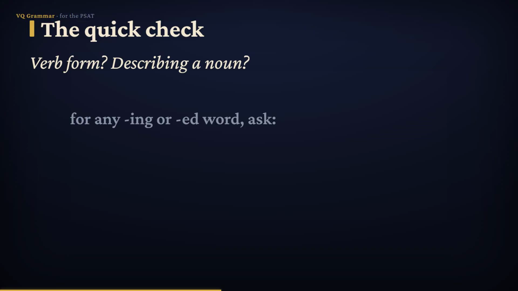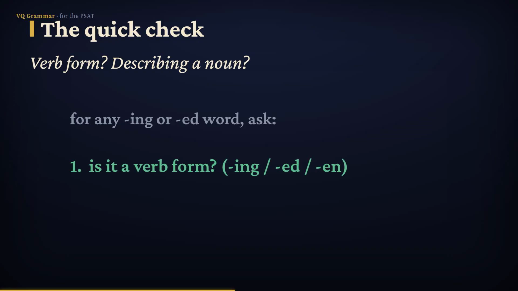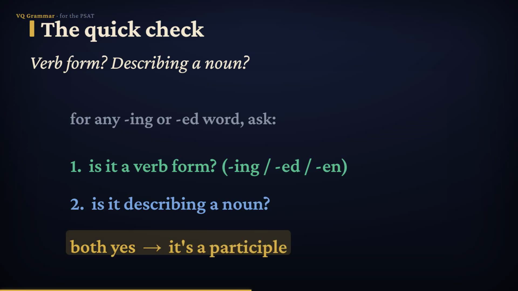So here's your quick check. When you spot an ing or an ed word, ask two things. First, is it a verb form, ending in ing, ed, or en? Second, is it describing a noun rather than acting as the main verb? If the answer to both is yes, you've found a participle. And if it brings along other words, that's a participial phrase. Verb form, describing a noun. That's all it takes. Let's try a few.